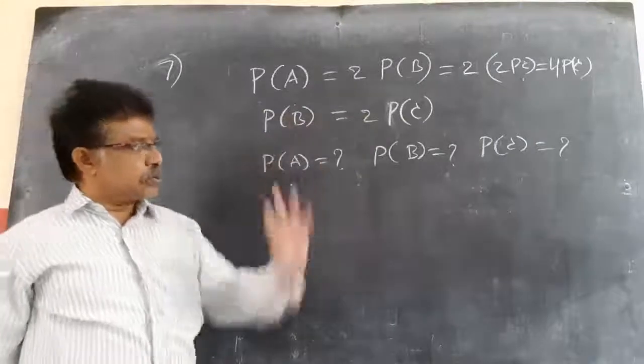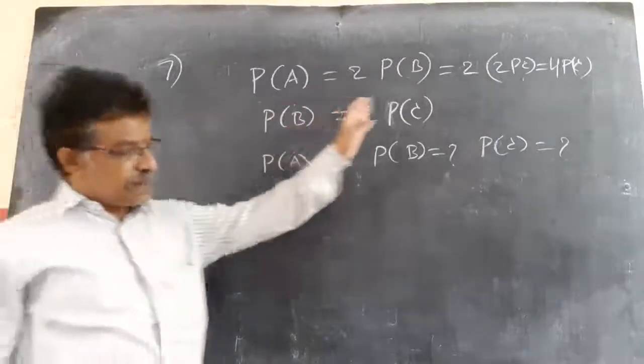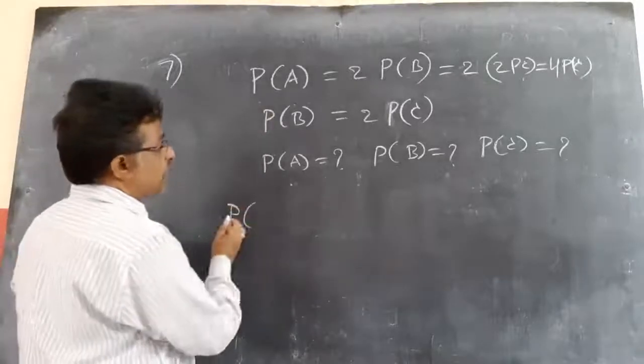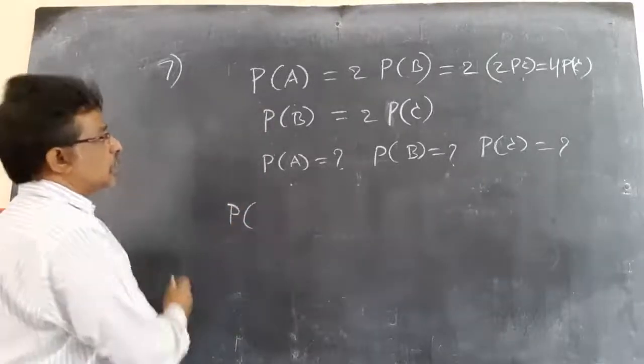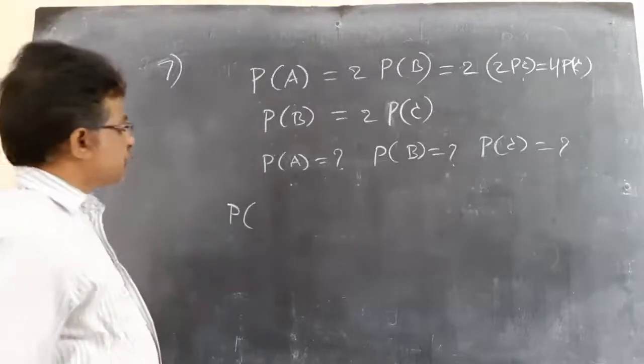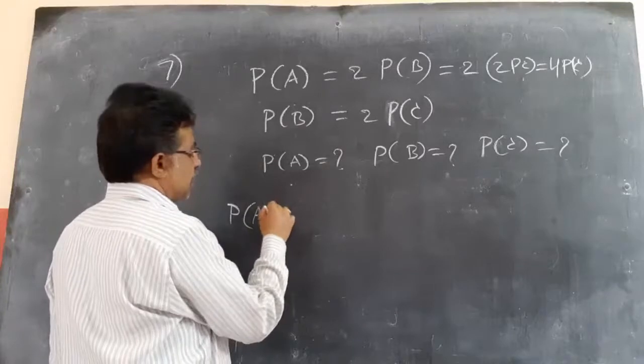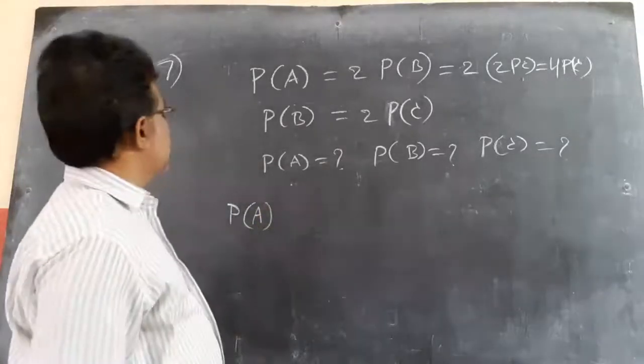P of B equal to 2 into P of C. I found everything in P of C. Now P of A union B union C equal to P of A union B union C. And one more thing I want to tell you here.